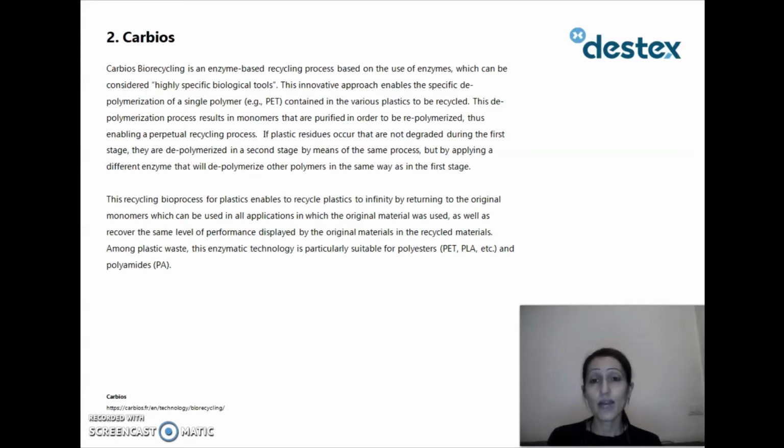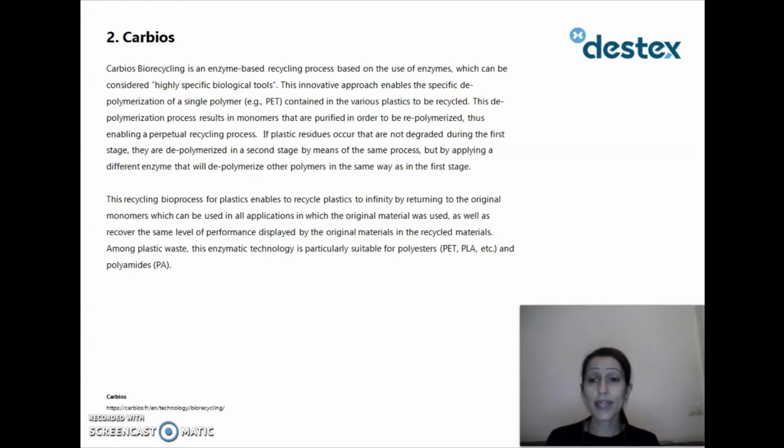If plastic residues occur that are not degraded during the first stage, they are depolymerized in a second stage by means of the same process, but by applying a different enzyme that will depolymerize other polymers in the same way as in the first stage.